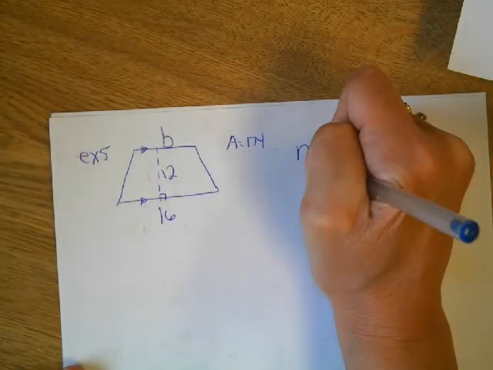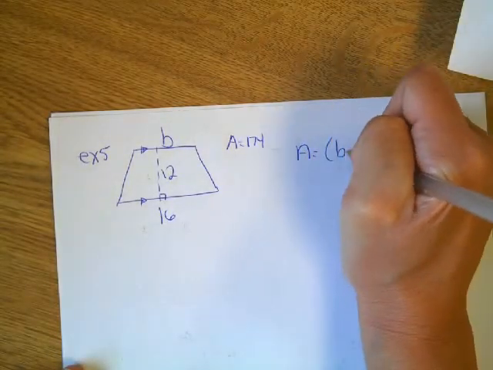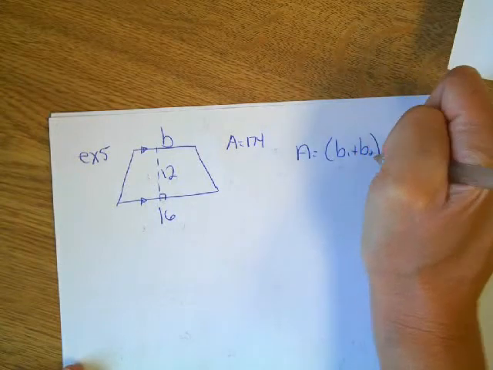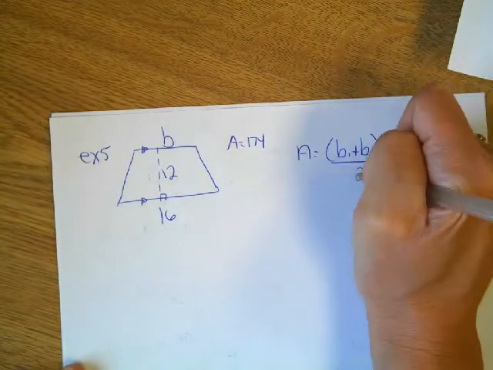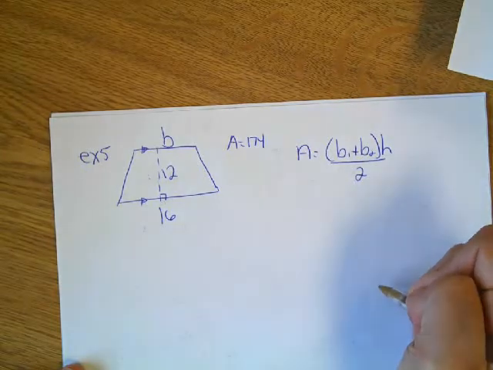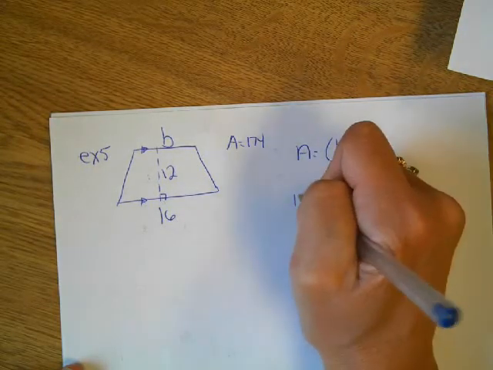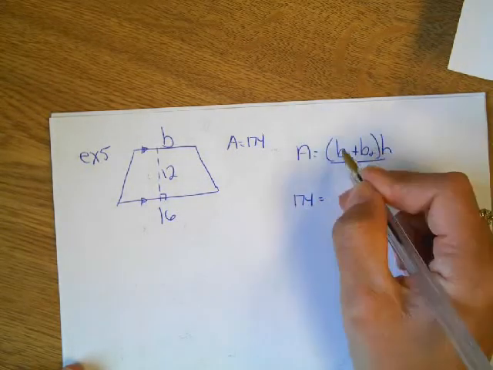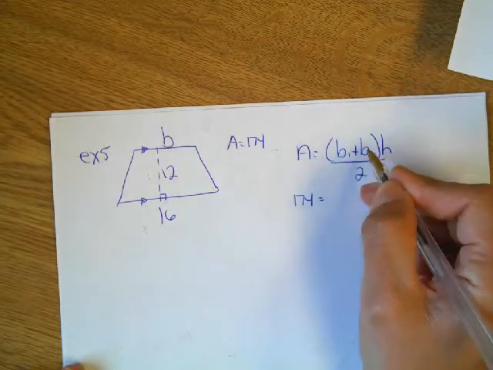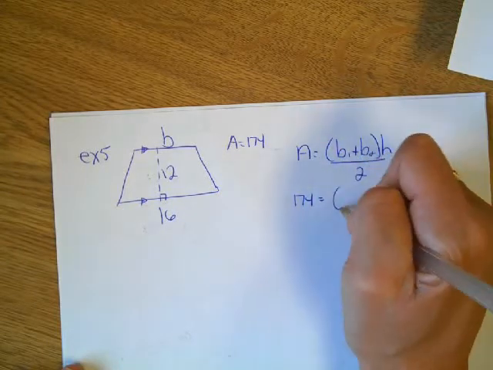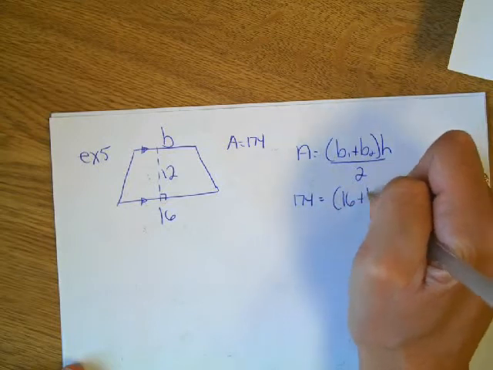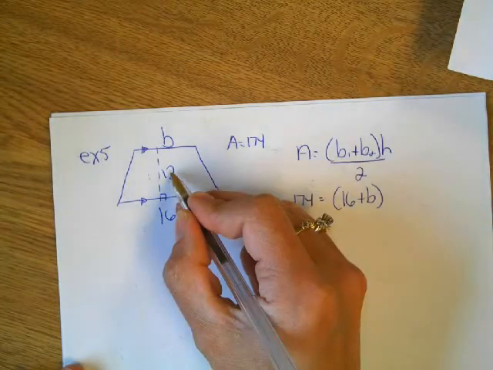So, formula first. Trapezoid. B1 plus B2 times H divided by 2. So area is 174. I can substitute in a 16, and I have to leave the other one as a b. The height, I can substitute the 12.